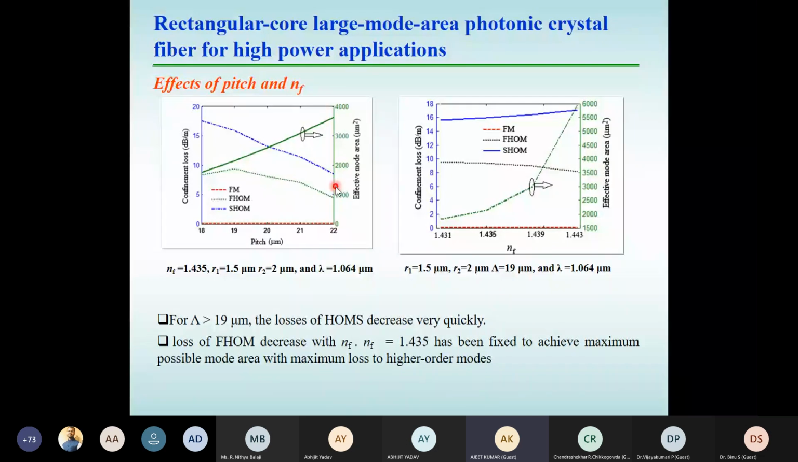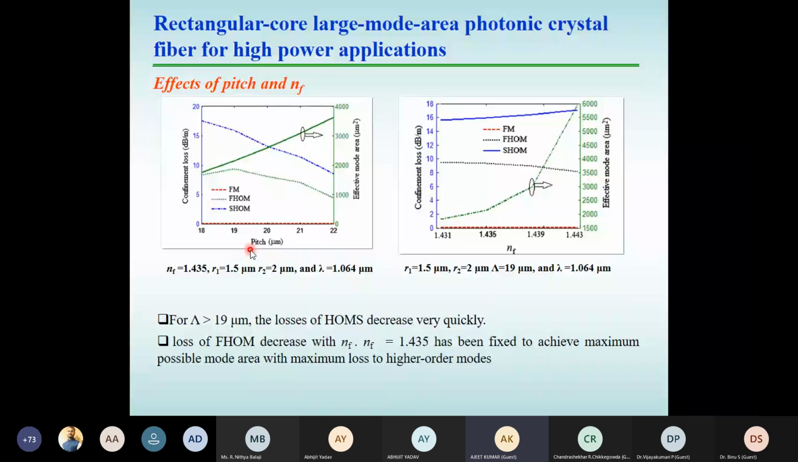The second point we have seen is about the NF, and we have fixed that NF equal to 1.435, you will get the maximum mode area with a minimum loss of the fundamental mode. So these design parameters, when they are plotted as loss along with the effective mode area, this directly gives you the information that there is a possibility of a trade-off between the leakage loss and the effective mode area. So with the given design parameters, you can find out what design parameter you should go for your particular application.